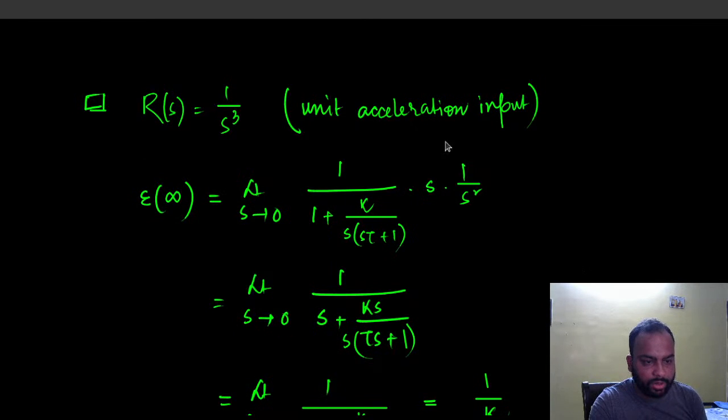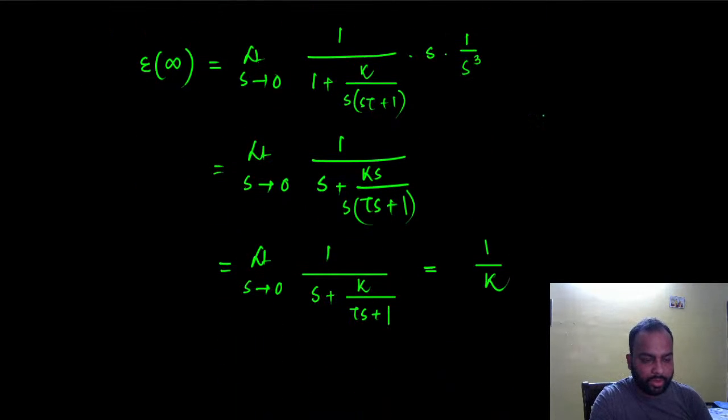For the acceleration input, that's going to be 1 by s cube, right? So I do have 1 by s square here now because of this s cube here. After doing the simplification, I would have 1 by s here, and that would actually give me 1 by 0 here, right? And eventually that would result into an infinity.